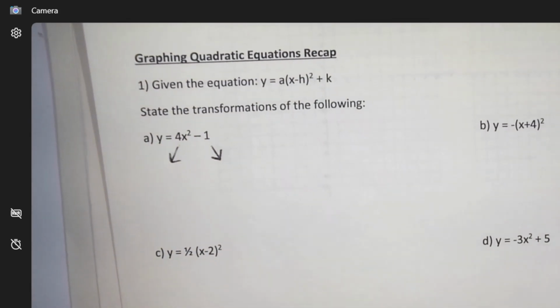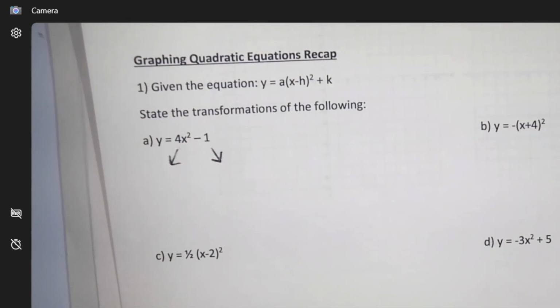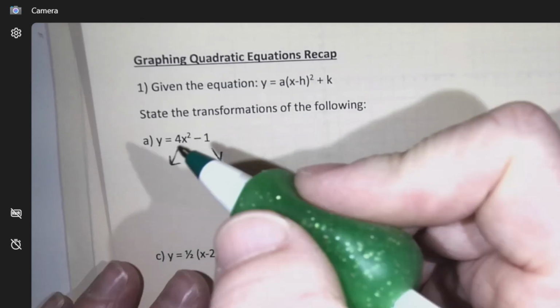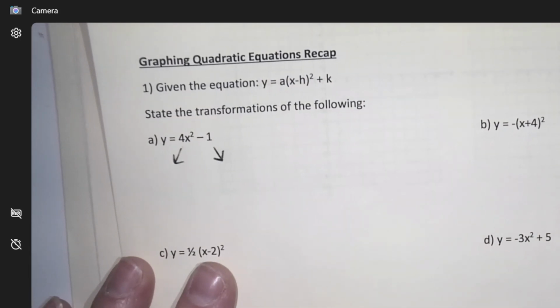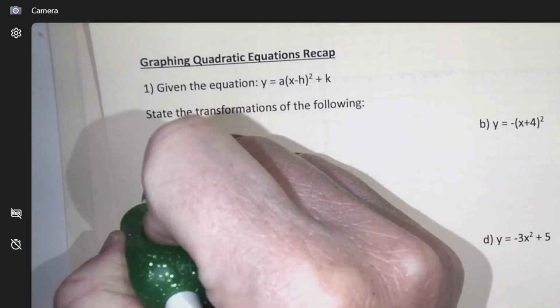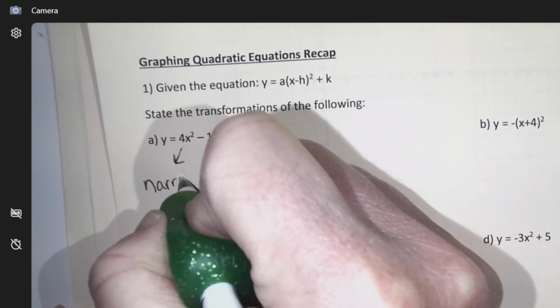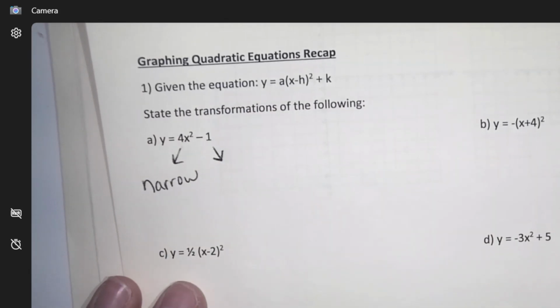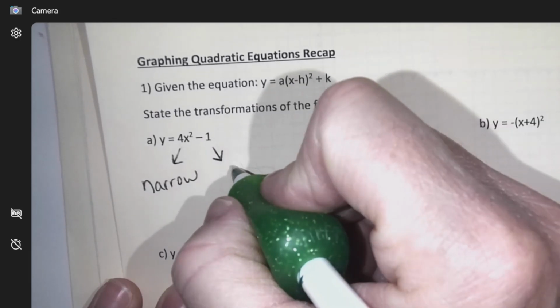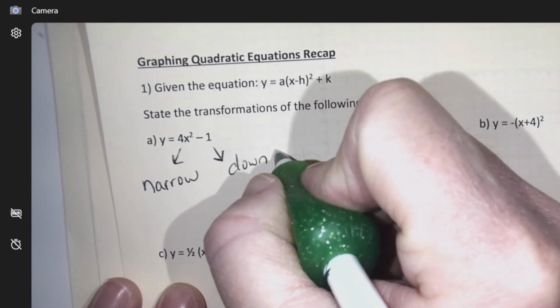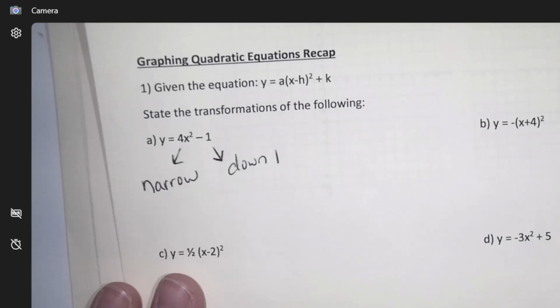I need you to answer me two things that have happened to this parabola. So what does this 4 multiplier do? And what does the add 1 do? Or sorry, subtract 1? Okay, so your answer should have been that it would narrow and it'll be shifting down by 1.